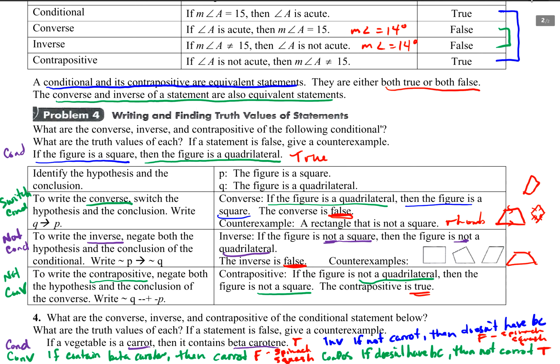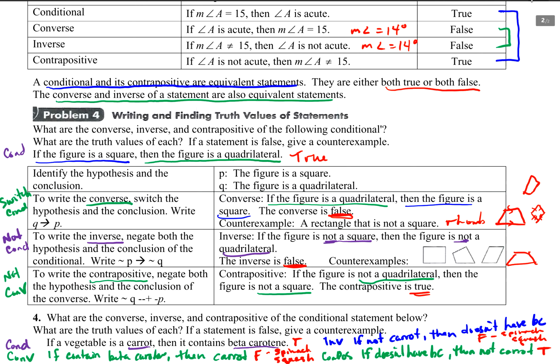Beta carotene is one of those, it's not a vitamin. It's a nutrient. We'll call it a nutrient. Beta carotene is a nutrient that's found in red and orange pigmented fruits and vegetables and dark green lettuces like spinach and things like that. So if you're a carrot, you contain beta carotene. That's true. One of the fruits and vegetables that does.